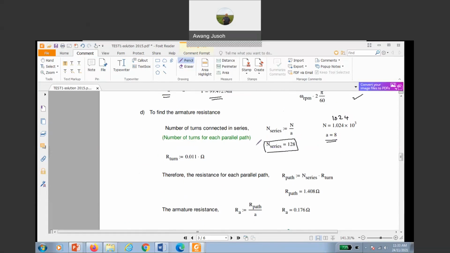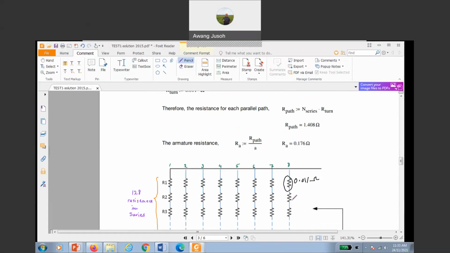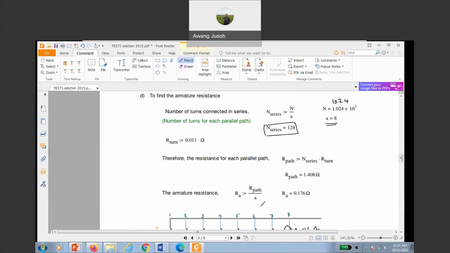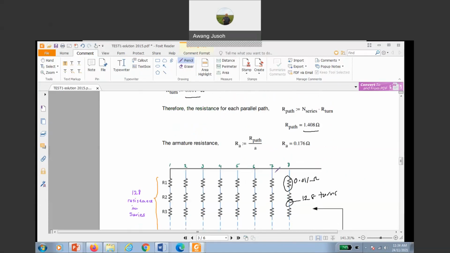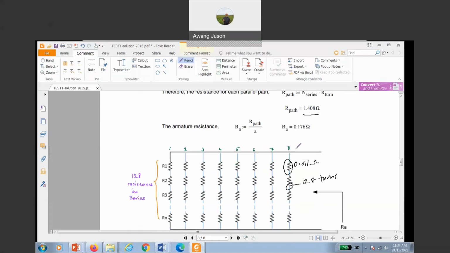So in this series path you got 128 turns altogether. In each parallel path, 128 turns. And you know that each turn carries 0.01 ohm, so just multiply. 0.01 ohm multiplied by 128, then we got 1.408 ohm for each path. So every path has 1.408 ohm.